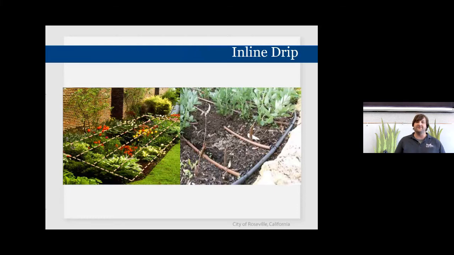Now we're going to talk about inline drip. Inline drip is always installed as a grid. On that left-hand picture, you can see what it would look like underneath an already grown area in those dotted lines, and on the right, a nice close-up of what it does look like. And that's to apply an even amount of watering to that area.